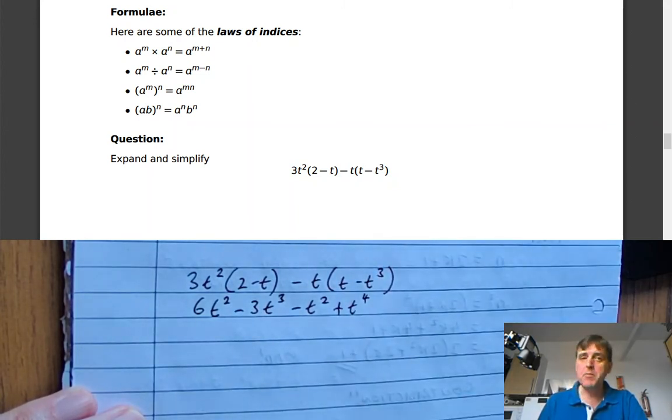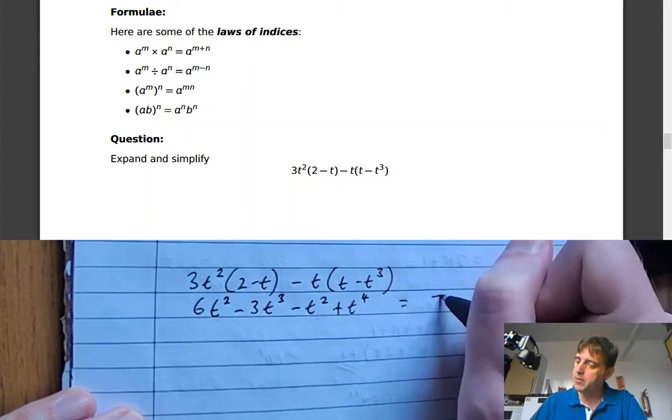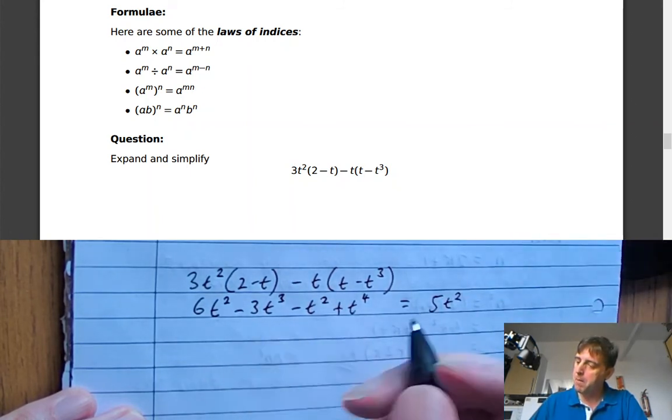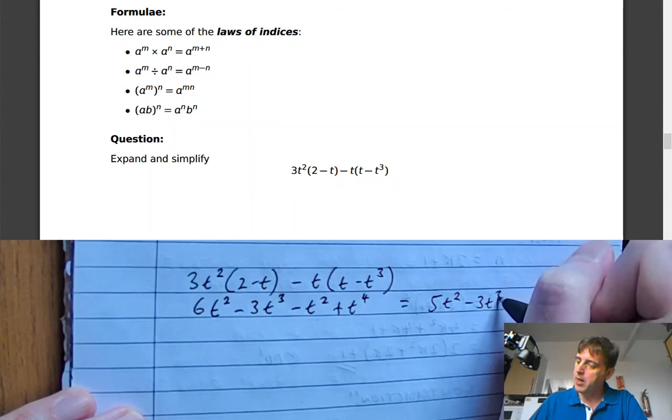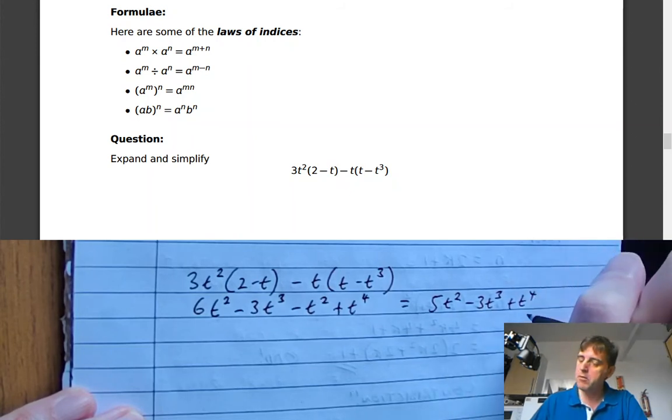Now I can see a way of simplifying this, because I can see we've got a t squared term here and another t squared term here, so those two can combine together, and we're going to end up with our final answer. 6t squared minus the t squared there becomes 5t squared. Then we've got minus 3t cubed plus t to the power 4.